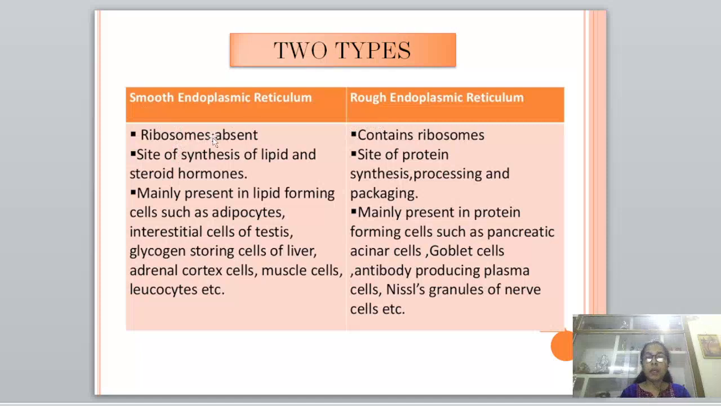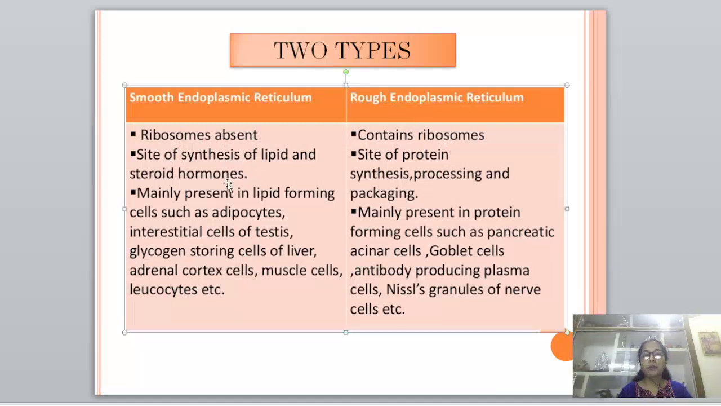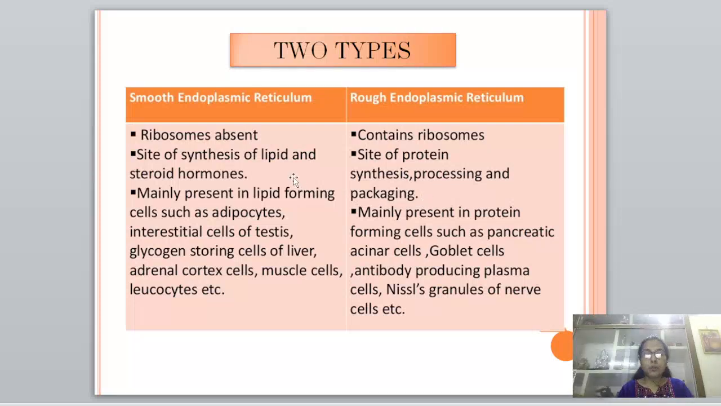In smooth endoplasmic reticulum, ribosomes are absent, and in rough the ribosomes are present. Smooth is the site of synthesis of lipid and steroid hormones. So lipid and steroid hormones are synthesized here, and the rough endoplasmic reticulum is the site of proteins, where protein is synthesized, processed and packaged. The smooth endoplasmic reticulum is mainly present in lipid forming cells like adipocytes.